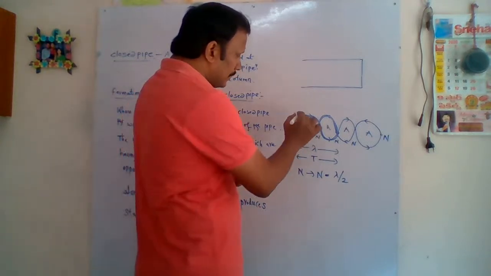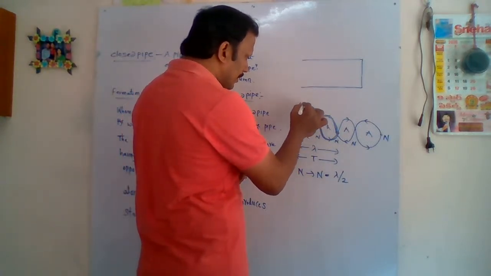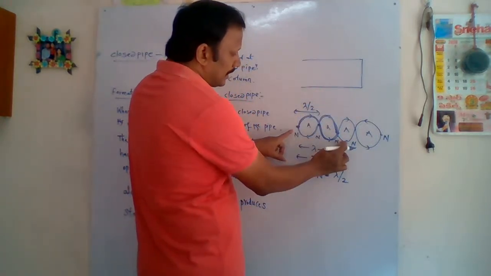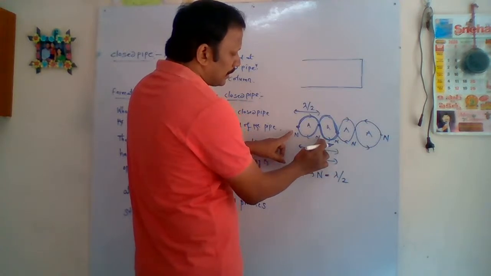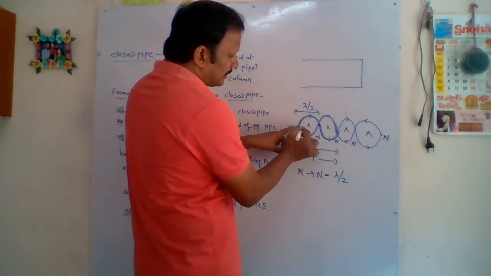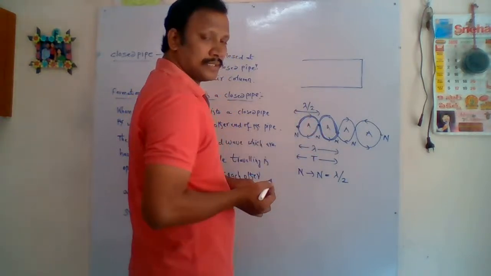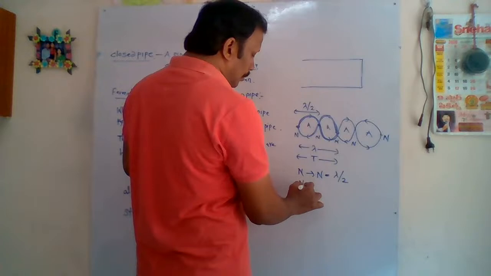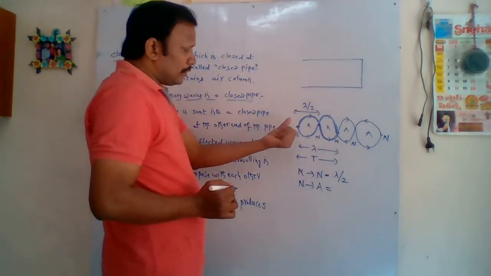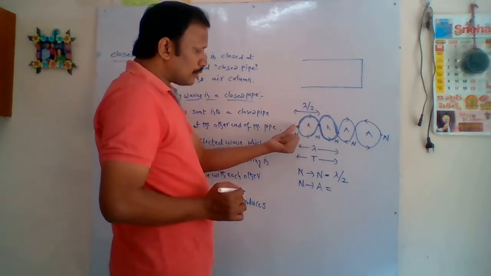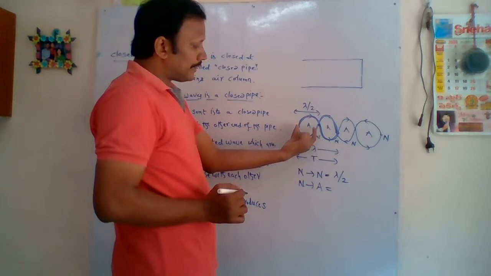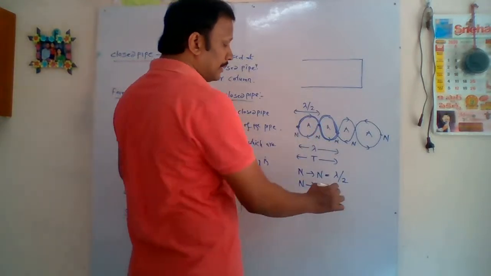Again, node to antinode or antinode to node distance, how much here? From here to here, lambda by 2. From here to here, lambda. Again, from node to antinode, from here to here, distance how much? Half of this. So node to antinode or antinode to node, both are the same. From here to here, lambda by 2. Again, from here to here, lambda by 4.